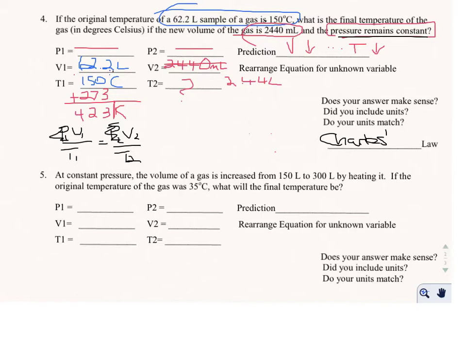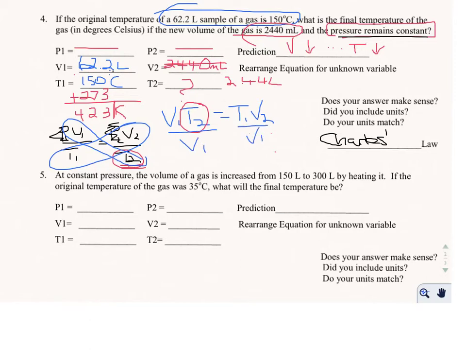Now, it is often difficult to solve for denominators. We need to solve for T2. My recommendation is to cross-multiply before plugging in the numbers. So you will be left with the formula V1 T2 equals T1 V2. We are solving for T2, so divide both sides by V1. That way T2 is left alone. And you can now solve the problem for T2 by plugging in the numbers.